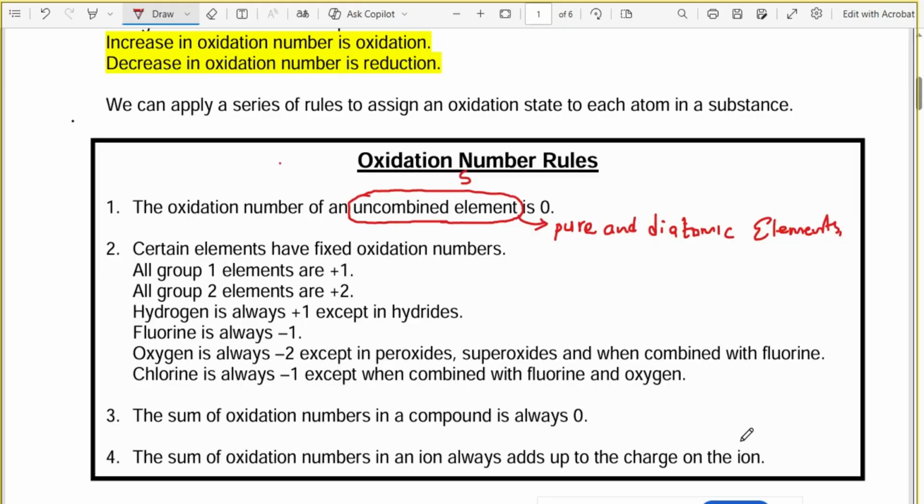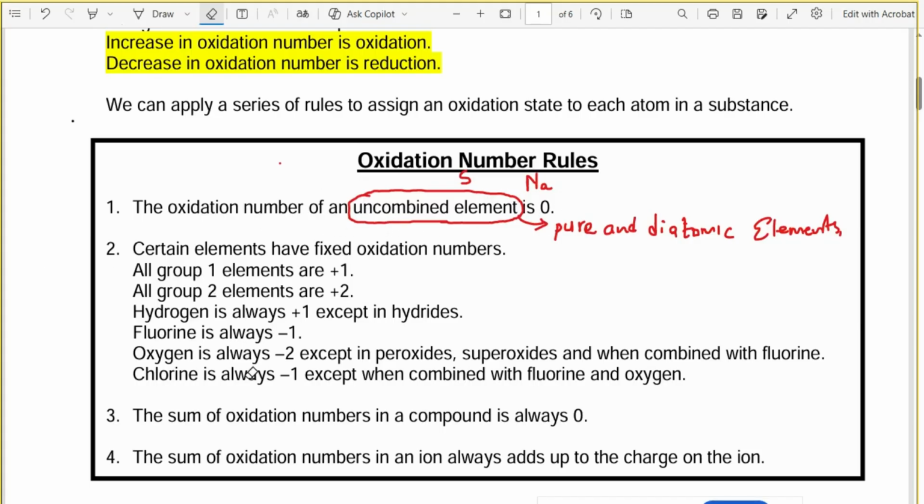Another example of a pure element I can give you is Na. You see, Na, sodium, umahamba yedwa. So now, when I write sodium chloride, it's no longer pure, because this is the combination of sodium and chloride. It's no longer a pure and diatomic element. Are you happy with that? Now you understand the first rule: the oxidation number of an uncombined element is zero.